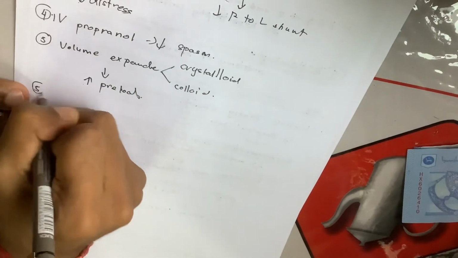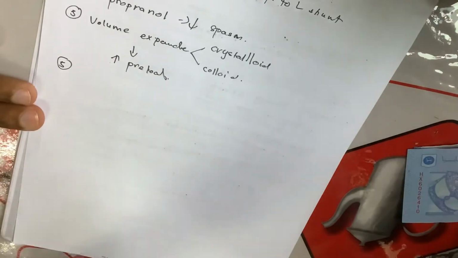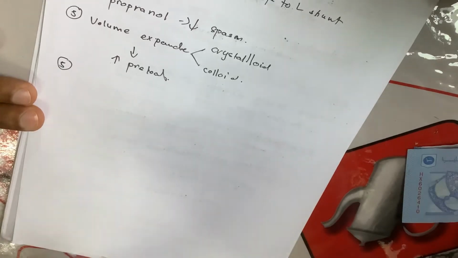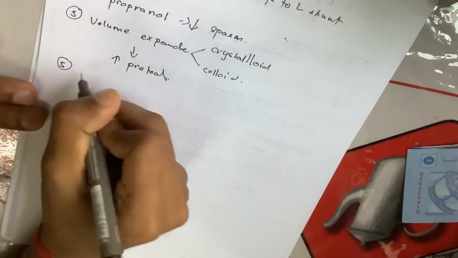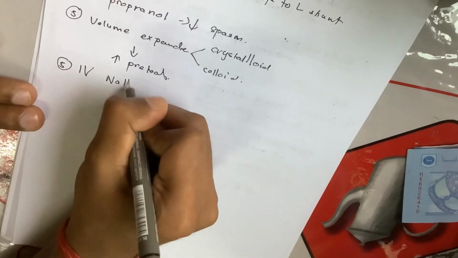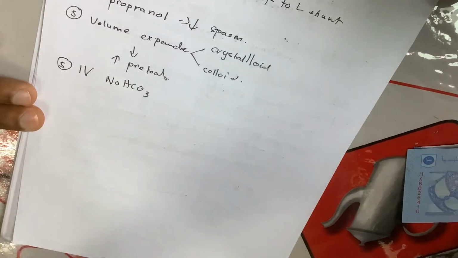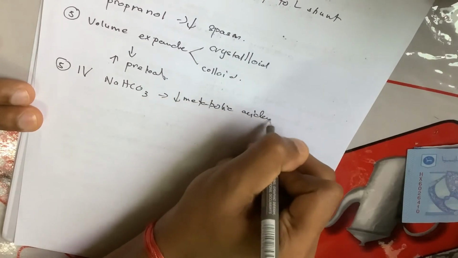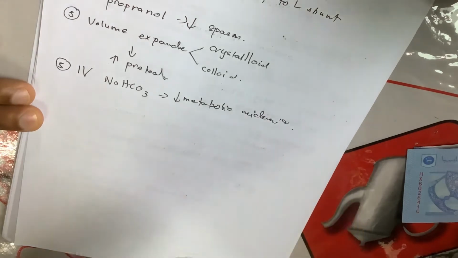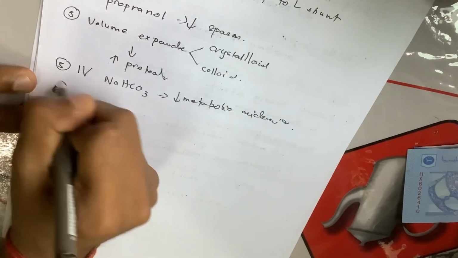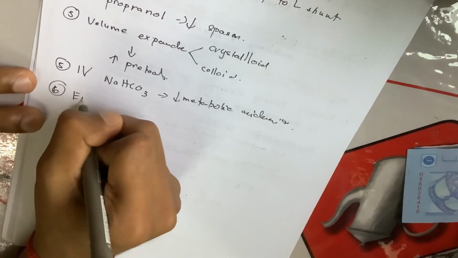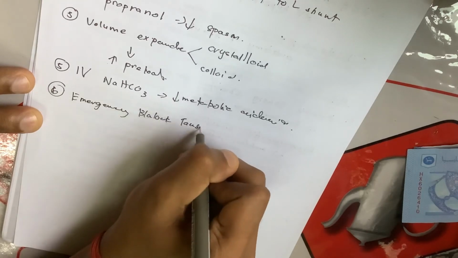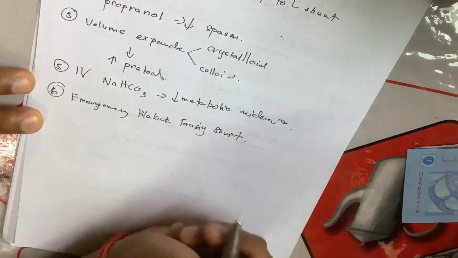Since there is less oxygen supplied to the baby's body, aerobic respiration will be converted into anaerobic respiration. In order to reduce that effect, we must give intravenous sodium bicarbonate, which reduces the metabolic acidosis. After that, prepare the patient for emergency Blalock-Taussig shunt procedure. Thank you.